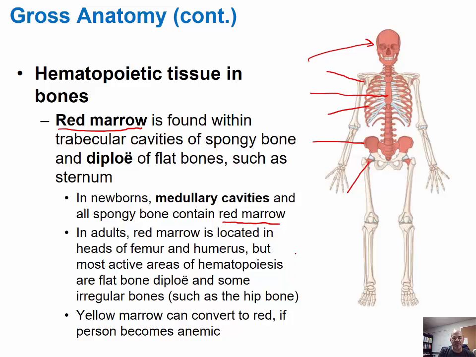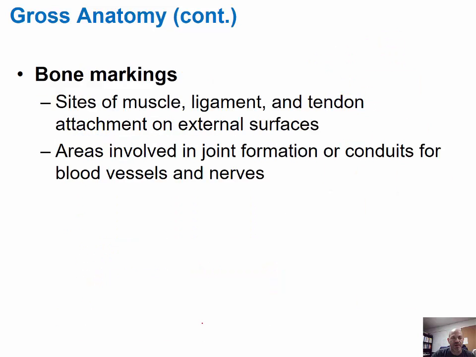The yellow marrow is found in the medullary cavities of the other bones. That yellow marrow, though, can be converted to red marrow if a person becomes anemic. Anemia is when you have a low amount of blood cells, so you're not able to carry oxygen around your body as well. So that yellow marrow can convert back to red marrow.